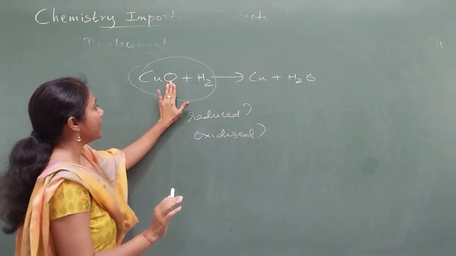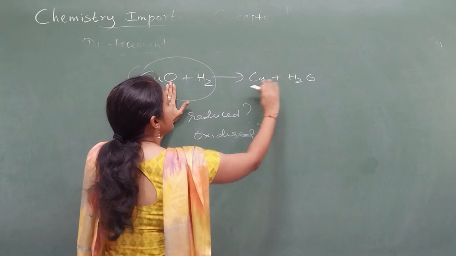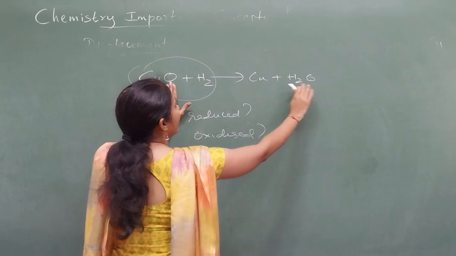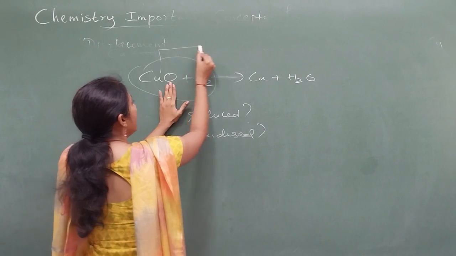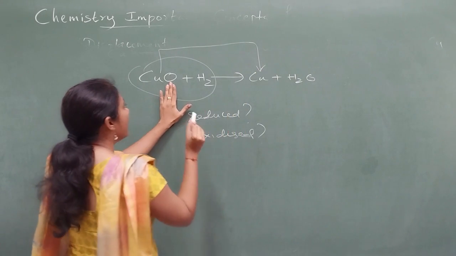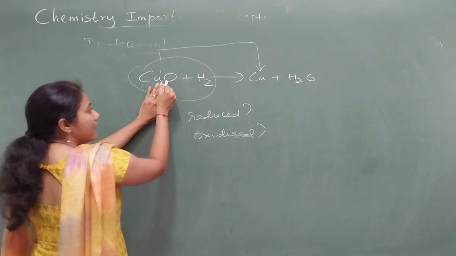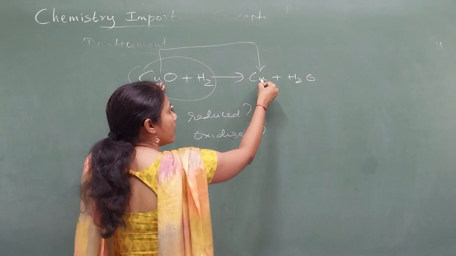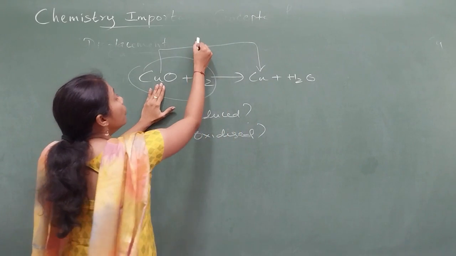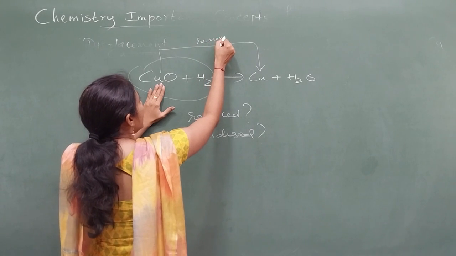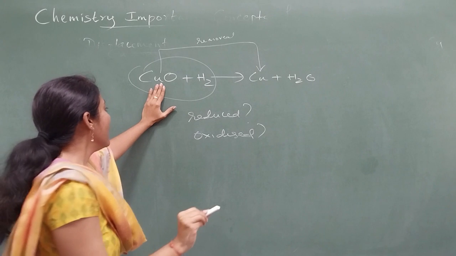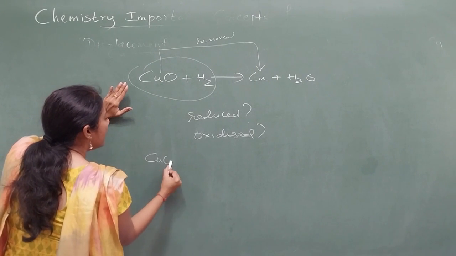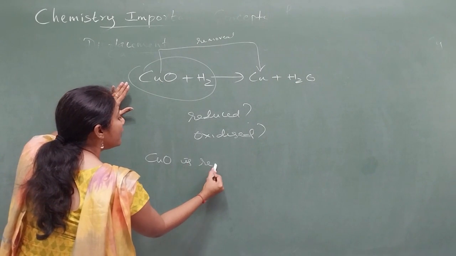Okay, copper oxide. Look for the copper-containing substance in the product. That is what you have to search. See, copper oxide got converted into copper, right? Here oxygen was there, but oxygen is not there in the product. That means removal of oxygen took place. Removal of oxygen means reduction. So here copper oxide is reduced.